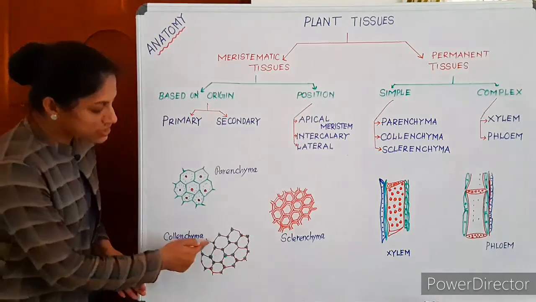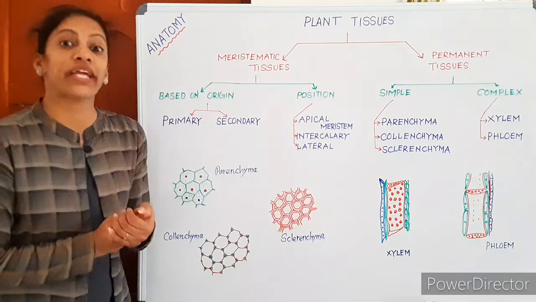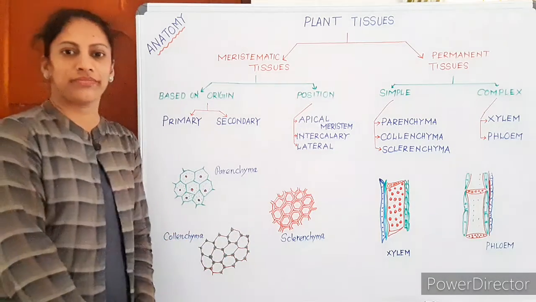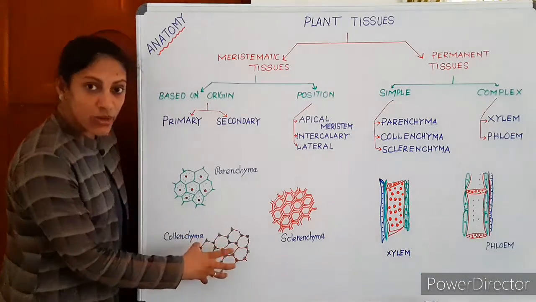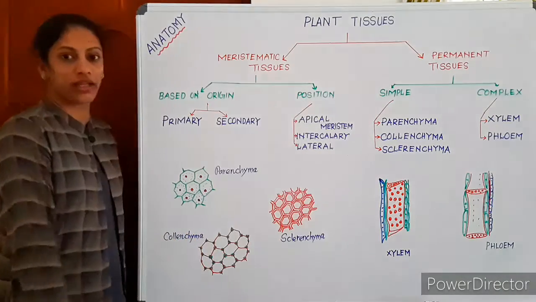So the corners are specially thickened with what? Pectin. Cellulose and pectin deposits are there. Parenchyma is made up of only cellulose, while here it is made up of cellulose, hemicellulose and pectin. Pectin deposits are there for the thickening.